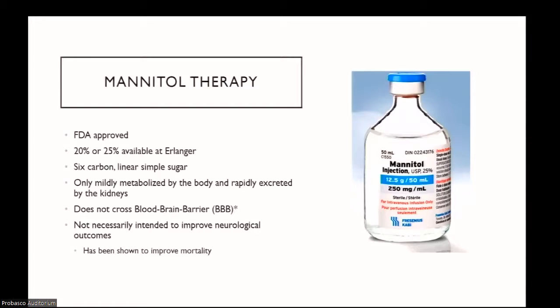It does not cross the blood-brain barrier, but there's an asterisk at the end of that that we'll discuss a little bit later. And then peak ICP reduction typically occurs around 30 to 45 minutes after giving mannitol, and then diuresis usually occurs like 1 to 3 hours after, and the effects generally last around 6 hours on average.